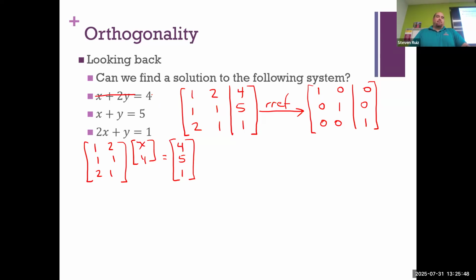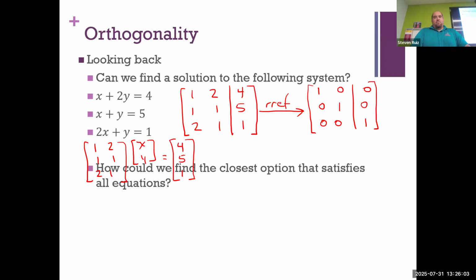I know that I could ignore any one of them and get a solution that would actually fit the two equations I'm looking at. But our matrix shows that we can't satisfy all three of them. So what we would like to do instead is find the best solution. We can't find the ideal solution, but we want to find the best one. How close can we get to 4, 5, 1?